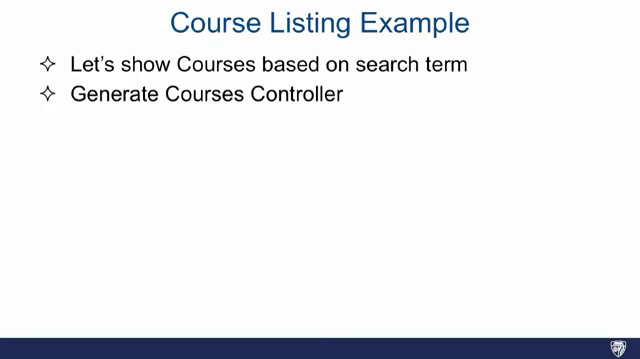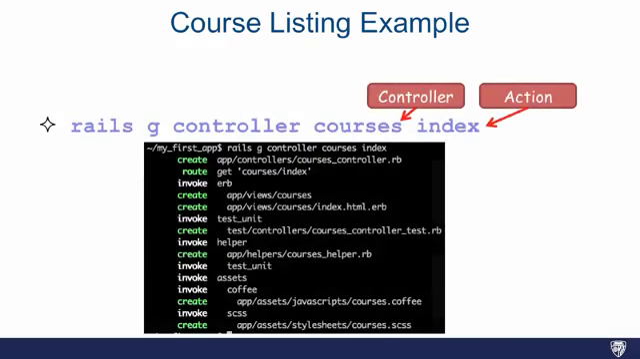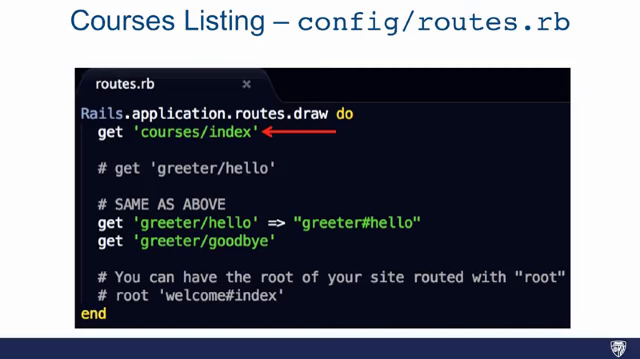And the idea is that we want to show courses from Coursera based on the search term. So let's go ahead and generate a courses controller. So that's just rails g controller courses with an action, let's call it index. And what that's going to do is put a line like this into your routes.rb file, which basically means when you hit courses/index in your browser, it's going to request that information from your Rails app, which is going to know to go to the courses controller and your index action.